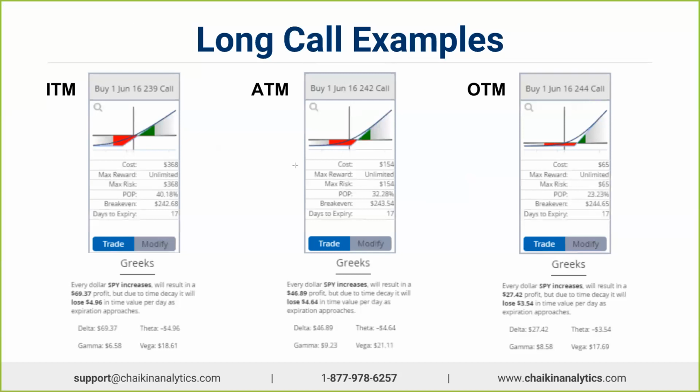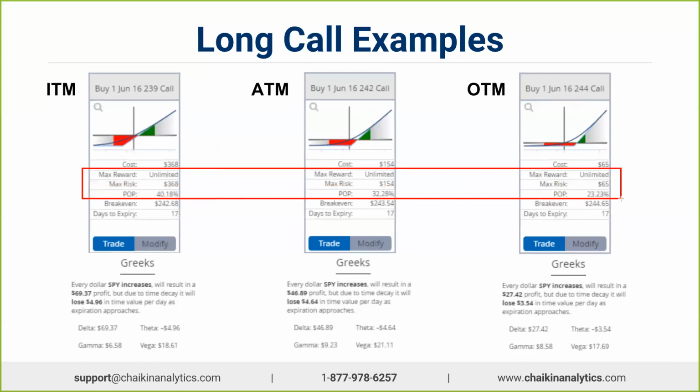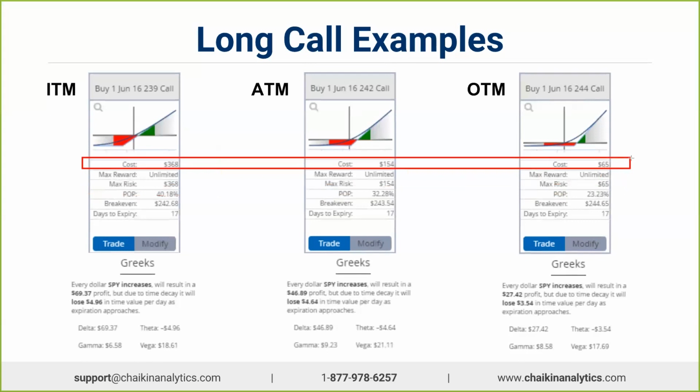As I said before, risk, reward, and probability of profit are some of the levers that you're going to be able to pull. So right here, as a buyer, the cost is our risk. And you can see at the money has the middle amount. As we go in the money, the cost and risk gets higher. As we go out of the money, the cost and therefore risk gets lower.